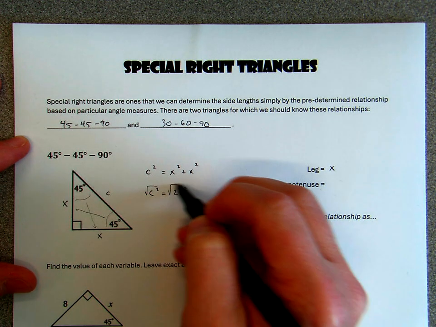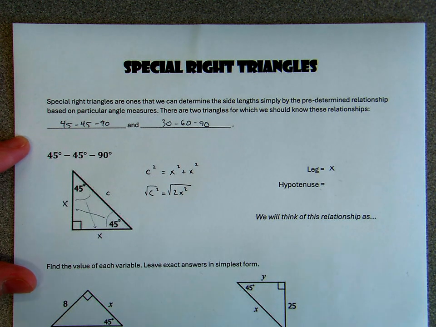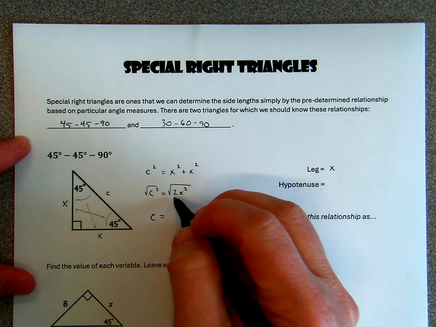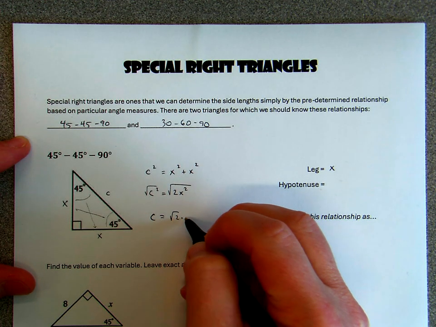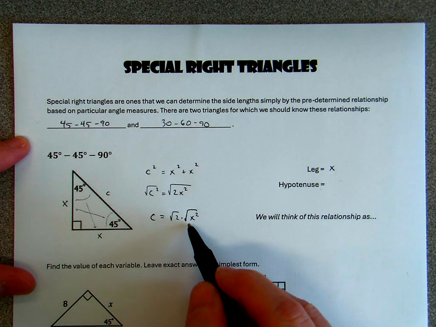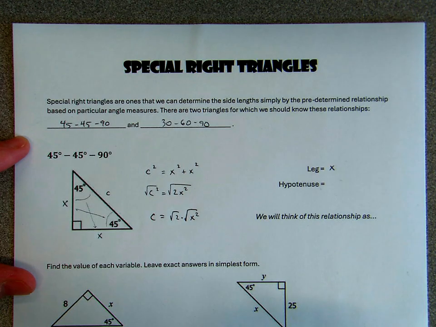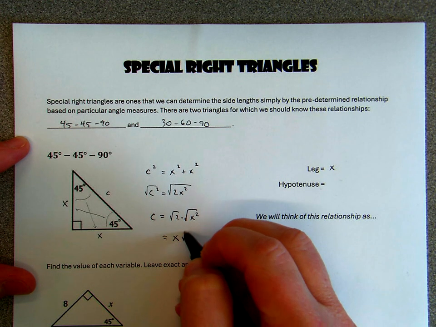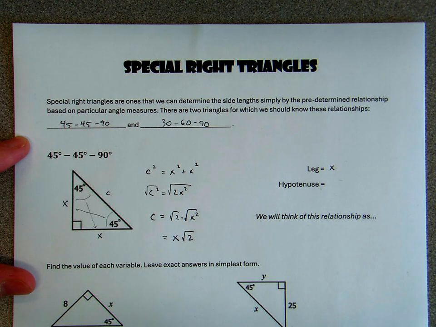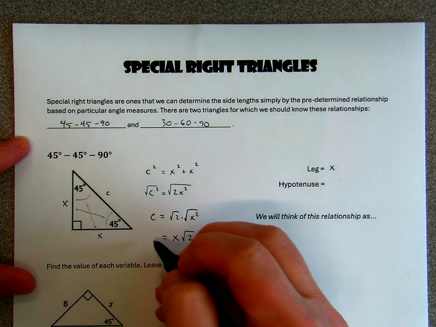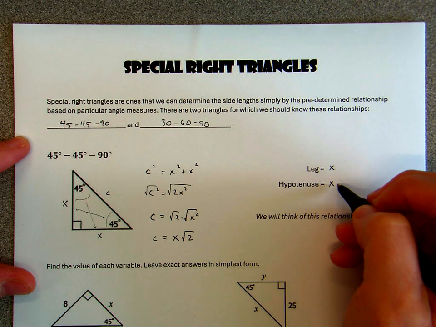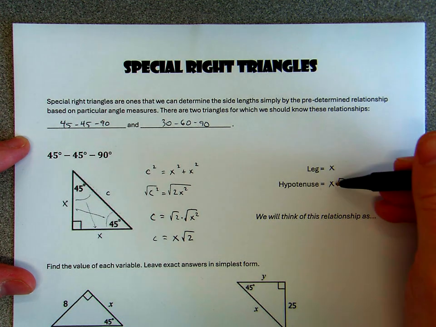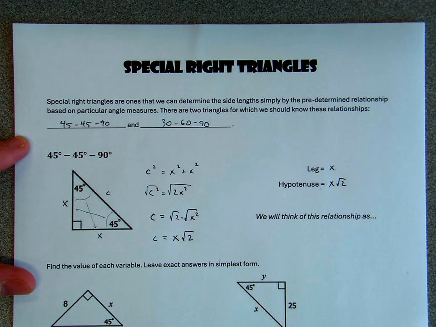So if we square root both sides, then we know that c will be equal to the square root of 2 times the square root of x squared. But the square root of x squared is just x. So we could say that this is, I'll just put the x in the front, x times the square root of 2. So the hypotenuse is x times the square root of 2, meaning whatever the leg is, we'll take that leg length and multiply it by the square root of 2.